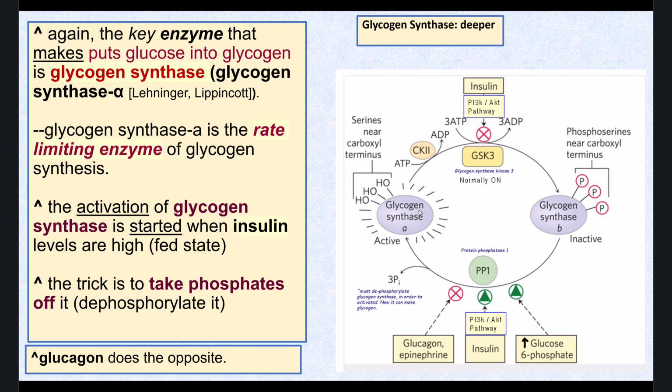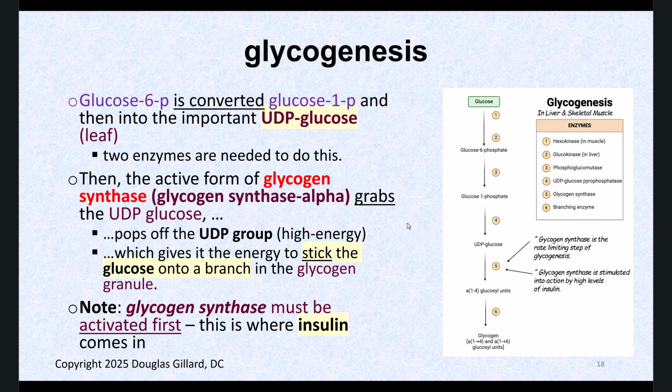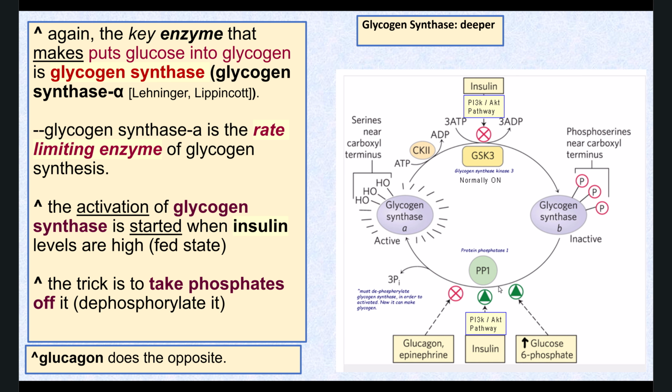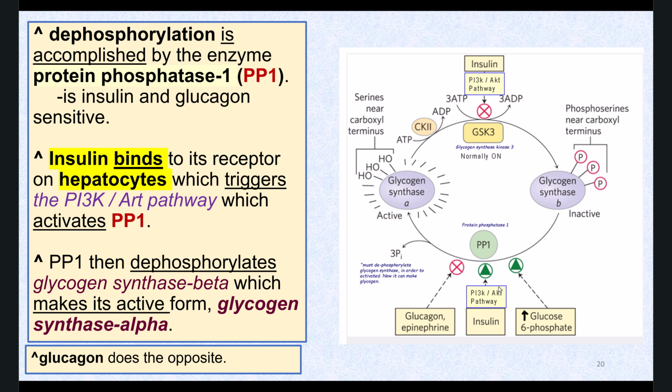And now glycogen synthase will go and take that UDP glucose and stick it on one of the branches of the glycogen, and we'll look at how that works in a second. Okay, so hopefully that sinks in. Just go ahead and listen to it again if you have to, and then again if you have to, and everything we said. So dephosphorylation is accomplished by who?